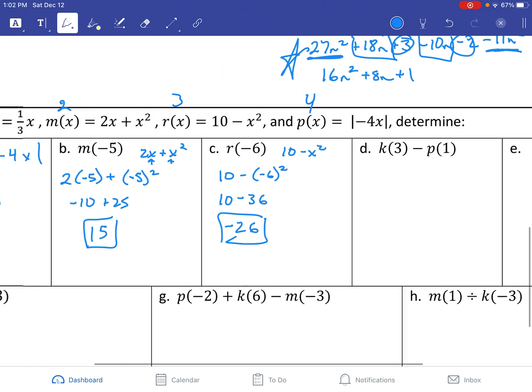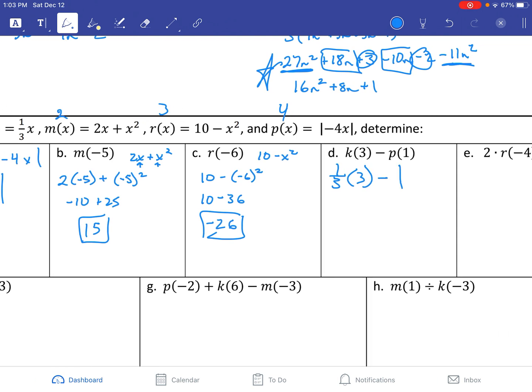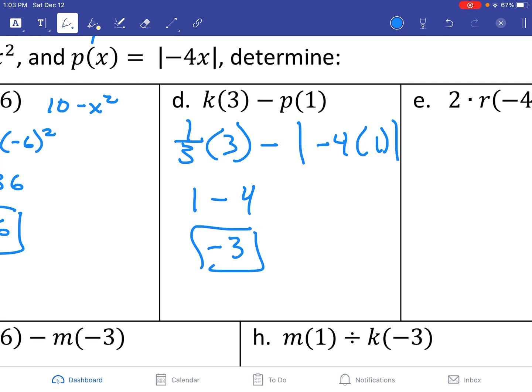Okay, now we got multiple things going on. So we got the k, so we have 1/3 times the x value, which in this case is 3, minus p, which is the absolute value of negative 4 times 1. All right, so 1/3 times 3 is 1, minus the absolute value of negative 4 is 4, okay, and that gives you negative 3. So negative 4 times 1 gives you negative 4, but the absolute value of negative 4 is positive 4, but you still have that negative sign in front, which again makes it negative.